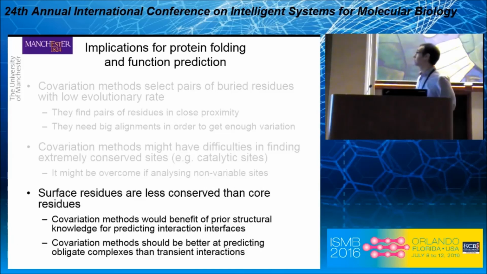And knowing that surface residues are less conserved than core residues, we believe that all the current methods are going to struggle for predicting interaction interfaces unless we can use prior structural knowledge in order to filter the core residues out. And anyway, they are going to do better at predicting obligate complexes than transient interactions.